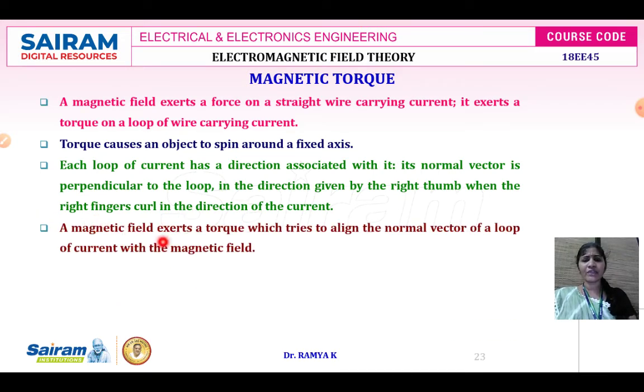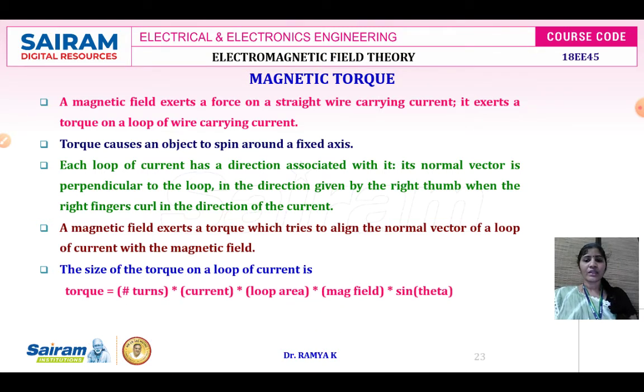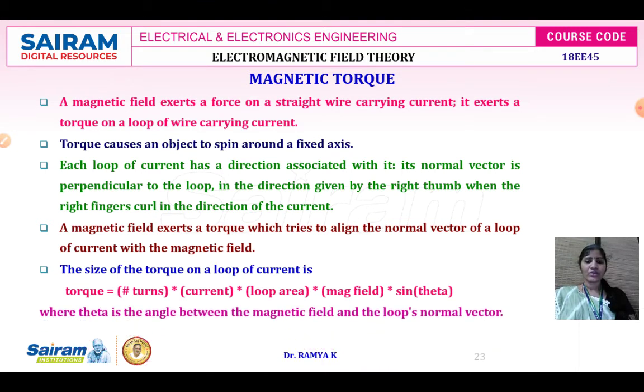A magnetic field exerts a torque which tries to align the normal vector of a loop of current with the magnetic field. The size of the torque on a loop of current is torque T is equal to N I A B sin theta, where N is the number of turns, I the current, A the loop area, and B the magnetic field. Theta is the angle between the magnetic field and the loop's normal vector.